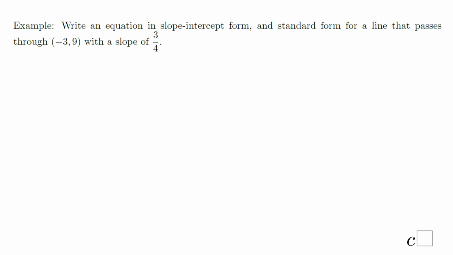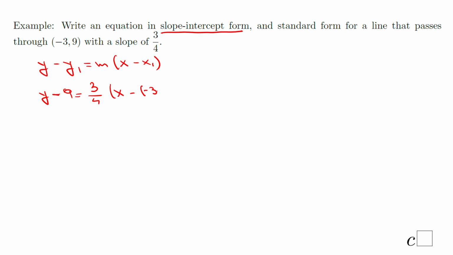So it's just the last part. However, we're gonna look at the slope-intercept form and the standard form. So let's start with the first part. So we have y minus y1 equals m times x minus x1. So in this case, we're going to have y minus 9 equals 3 over 4 times x minus negative 3.